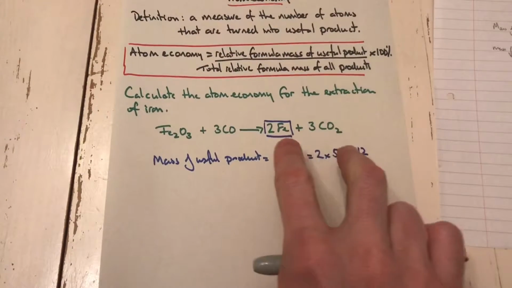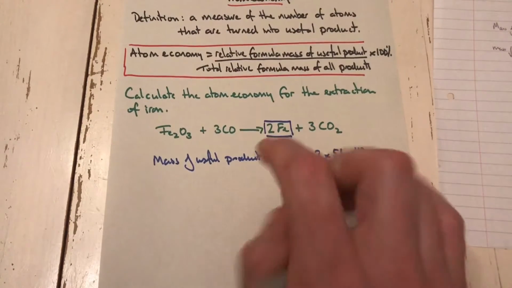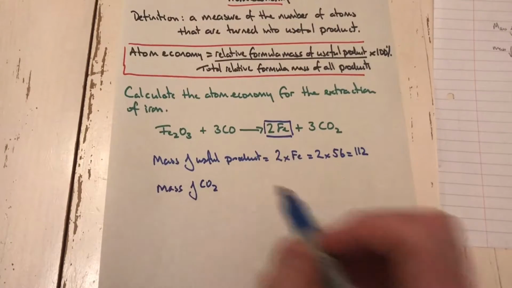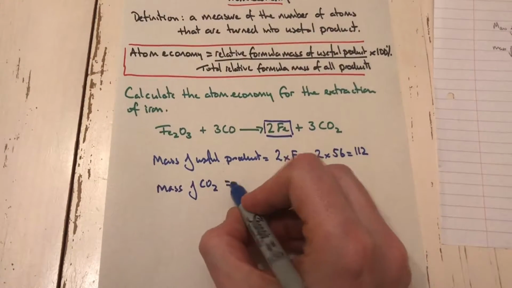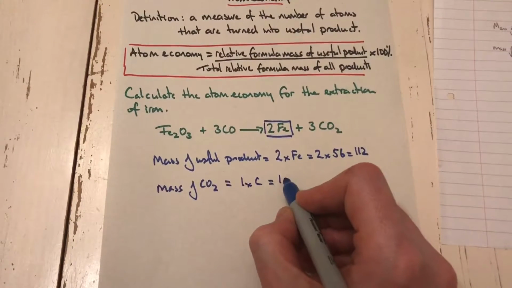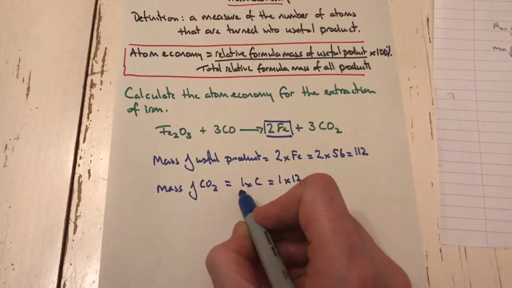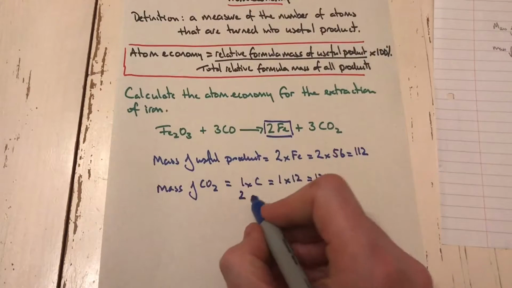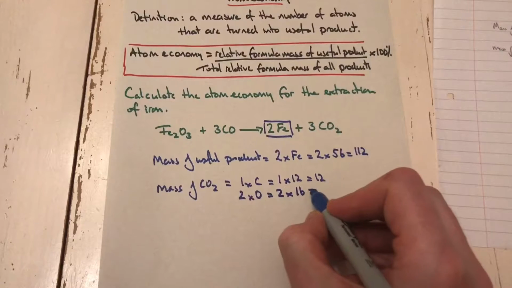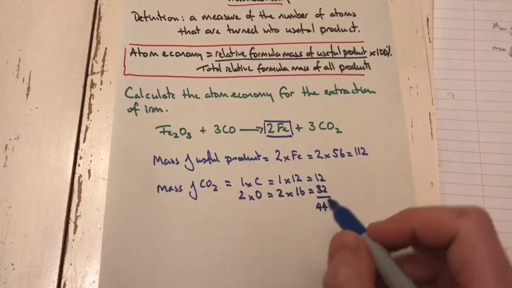What I'm then going to do is work out the mass of all the products. I've already done this one, so I'm going to concentrate on this one. Here I'm going to work out the mass of the carbon dioxide. To do that, let's look at the formula. I've got 1 times carbon. Carbon's relative atomic mass from the periodic table is 12, so 1 times 12 is 12. I've got two lots of oxygen, so it's 2 times 16, which is 32. Then add these up, that gives me 44.